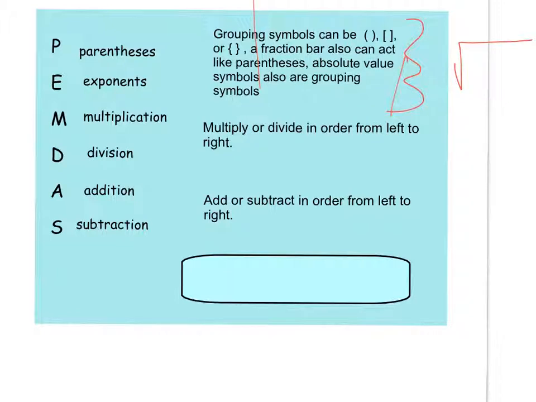The next thing is multiplication or division in order from left to right. This is a big thing. Some people hear multiply first and they think they have to do all the multiplication, then go do the division. It doesn't work that way. It's either multiplication or division. Addition and subtraction are similar. We add or subtract in order from left to right. If subtraction comes first, we tackle that first.